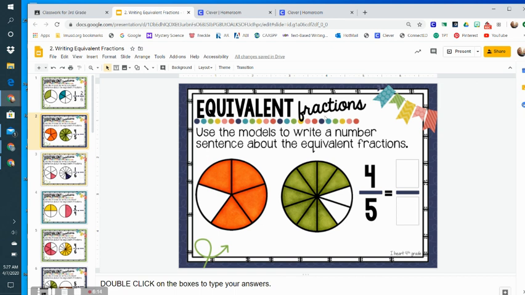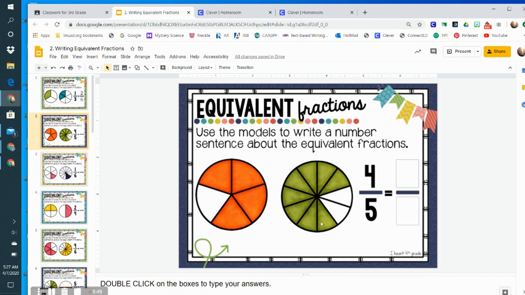Again, we're looking at equivalent fractions. The directions say use the models, which are just the circles, to write a number sentence about the equivalent fractions. The first model is written for us. It's divided into 5 equal pieces. So that's our denominator, 5. And 4 of those pieces are shaded orange. That's our numerator. So we would say that this fraction is 4/5. Everyone say that. 4/5. Excellent.